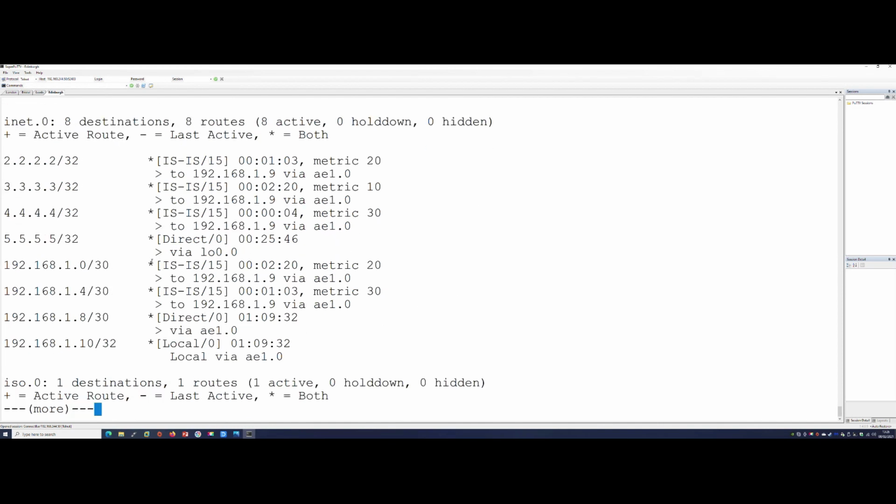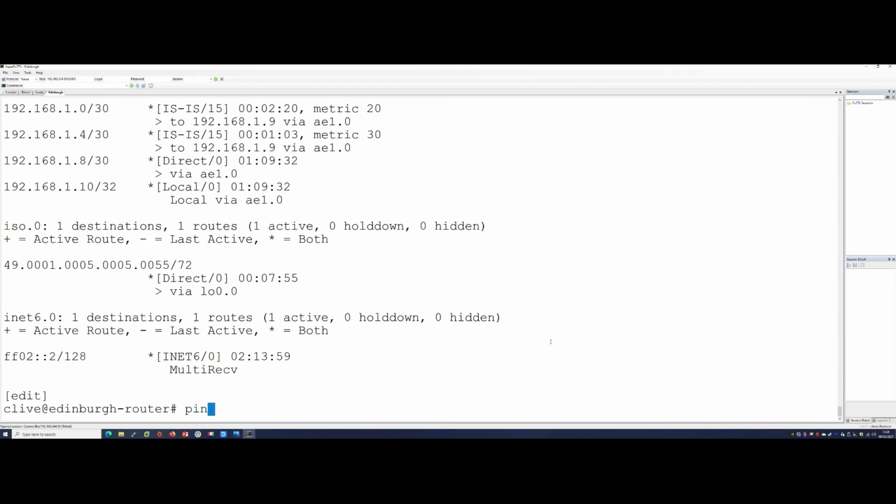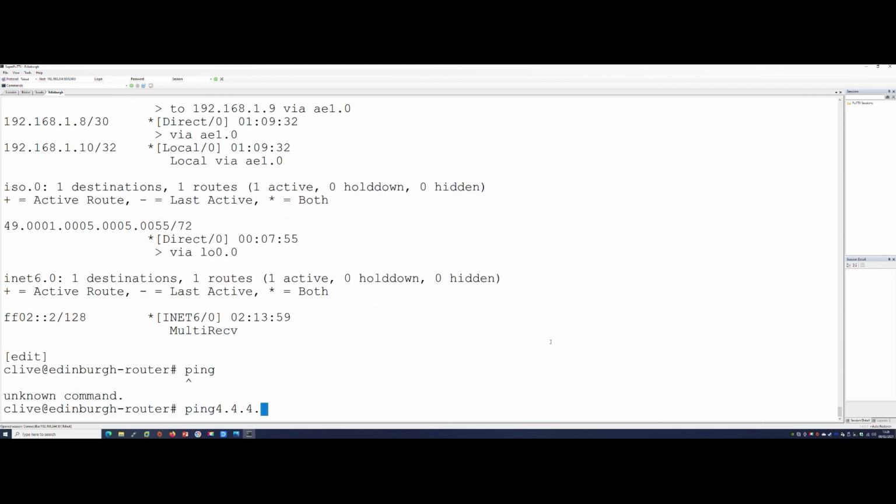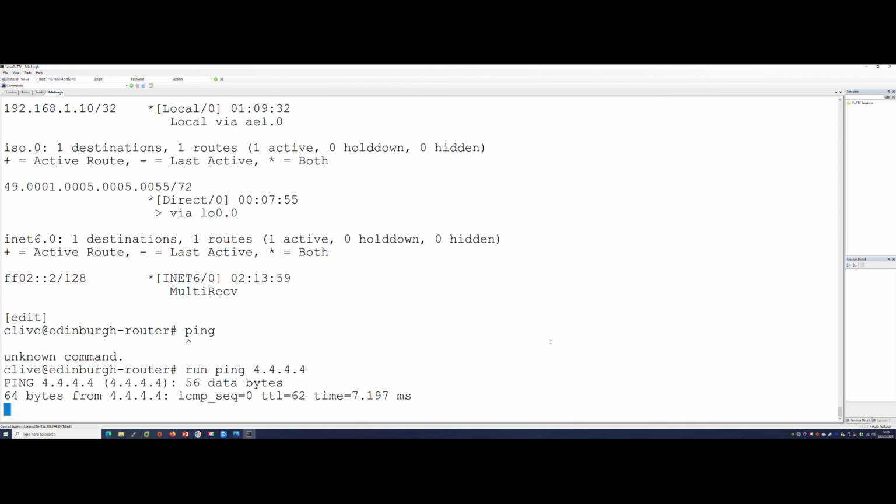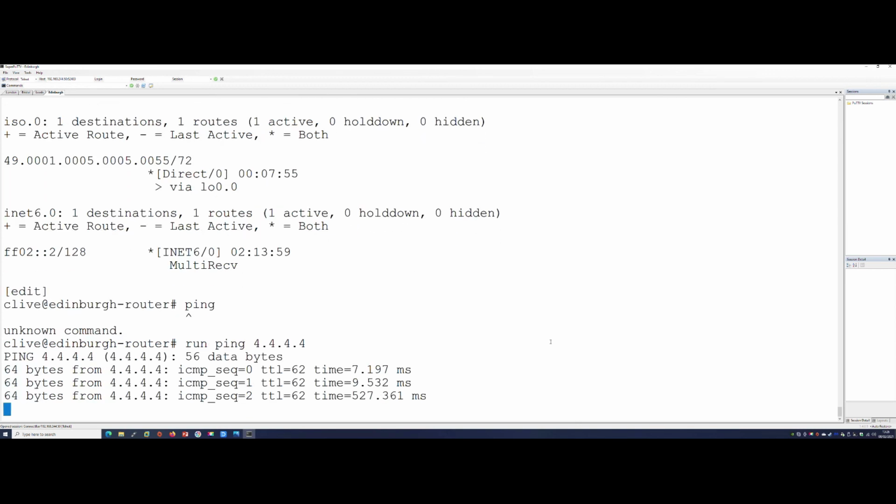Now if we go back to Edinburgh and we have a look at our route again, what do we have now? Now we have all of them in there again, and we can now ping 4.4.4.4. Sorry, it's because we're in config mode. 4.4.4.4, and we're back to communicating again.